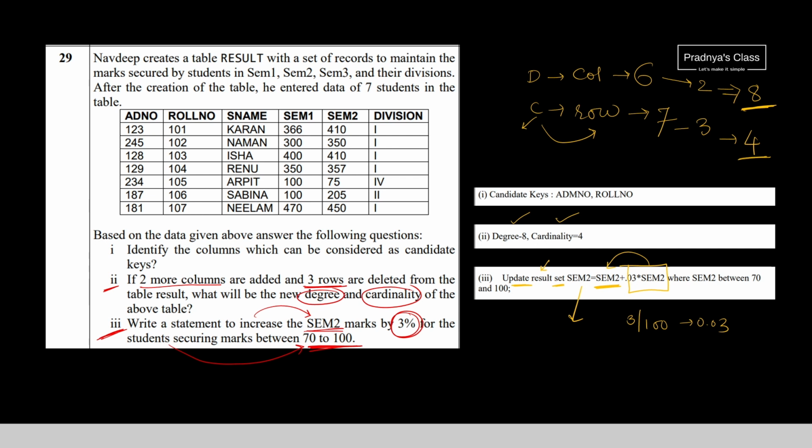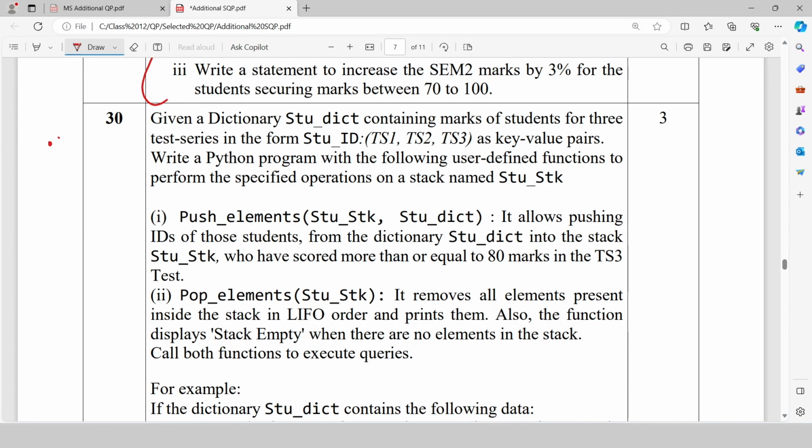And there is a condition for whom we have to give this increased semester 2 marks. That condition we will be writing with the where clause. Where semester 2 marks should be between 70 and 100. To give that range, we will be using the between operator, between 70 and 100. So the query will be like this. Hope you are enjoying this session.